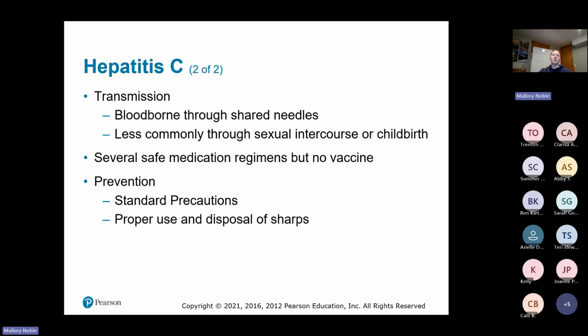Precautions: we're going to take our standard precautions and use proper disposal of sharps, making sure that those sharps are going into the sharps container and not just on the floor.